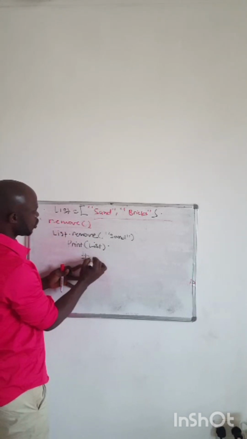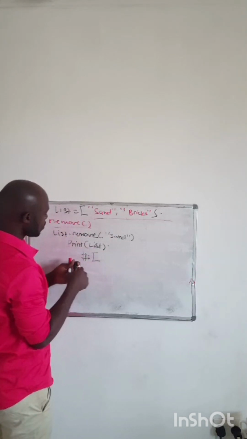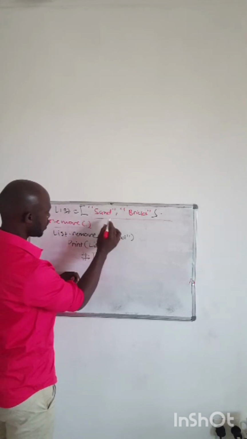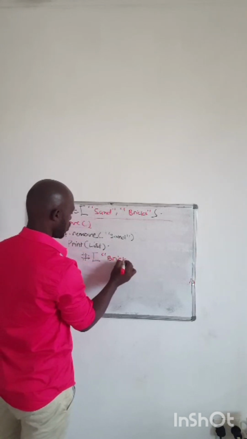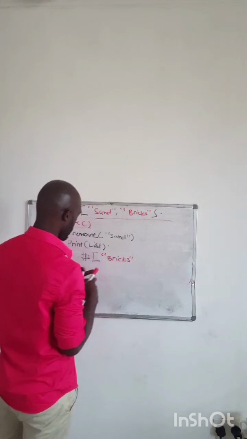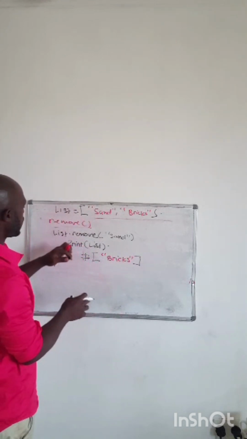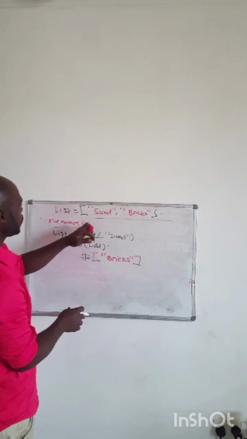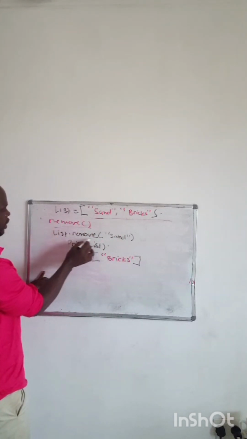So the result is going to be, the new list now is going to be, because we have removed sand, so the new list is going to have only bricks. Okay, so the new list is only going to have bricks. So this is the first method of removing list items, and this is the remove method. So this is how it is used.